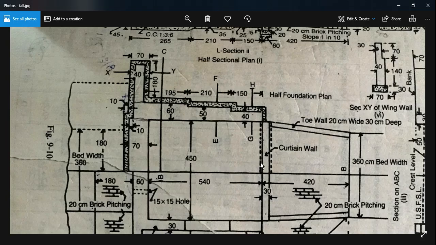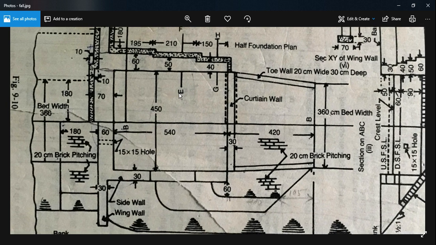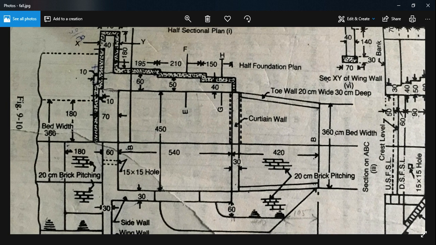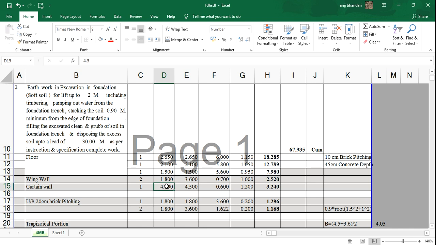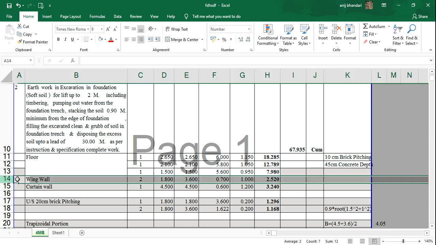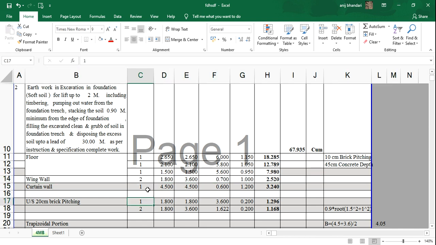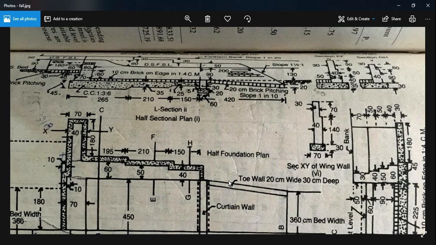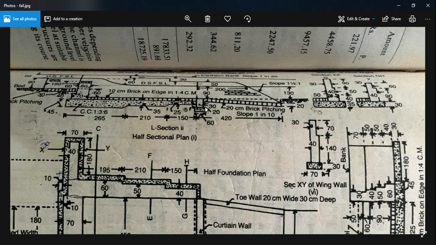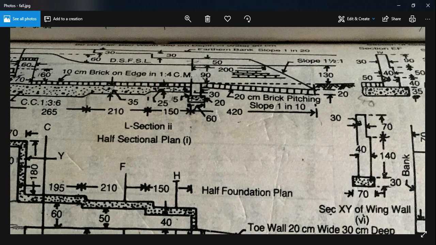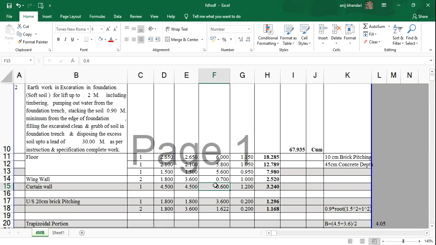After wing wall, we come to cotton wall. The length of cotton wall is simply given here, 4.5 meter, clearly given, 4.5. There is only one cotton wall, number 1. So, and for the width, we've got to see here, it's 60, clearly seen, 0.6.